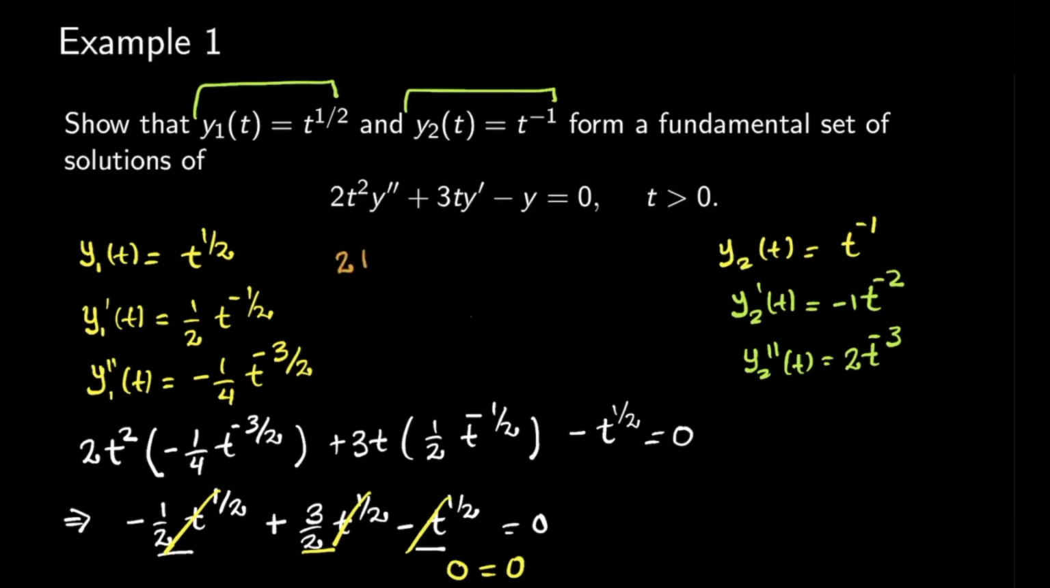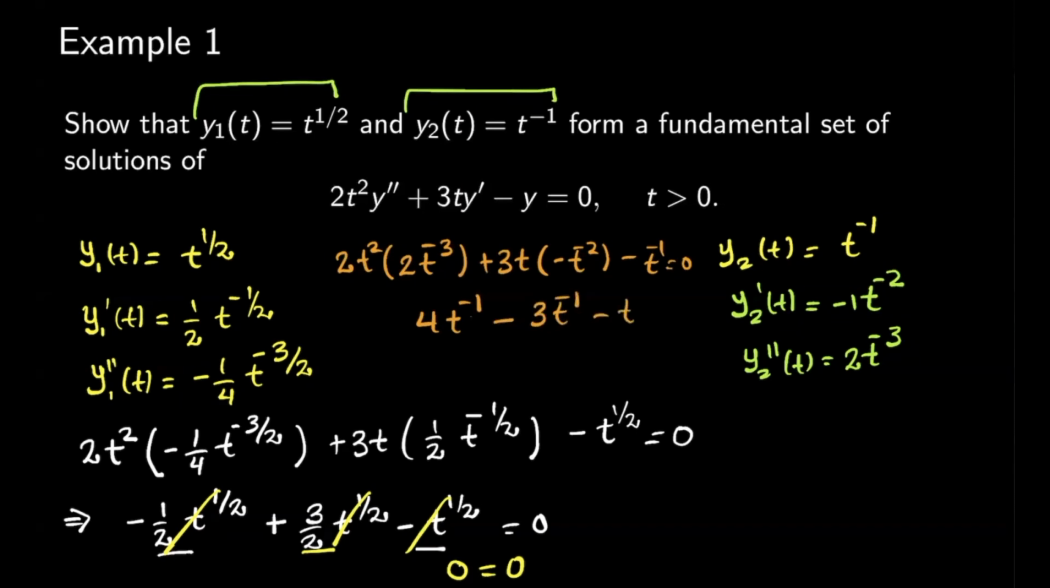So let's plug it here. 2t squared y double prime is 2t to the power minus 3, plus 3t y prime is minus t to the power minus 2, and then this is t to the power negative 1, equal to 0. So this will become 4t to the power negative 1. This will become minus 3t to the power negative 1, and this is the t to the power negative 1. This will become a positive 4, so 0 is equal to 0.